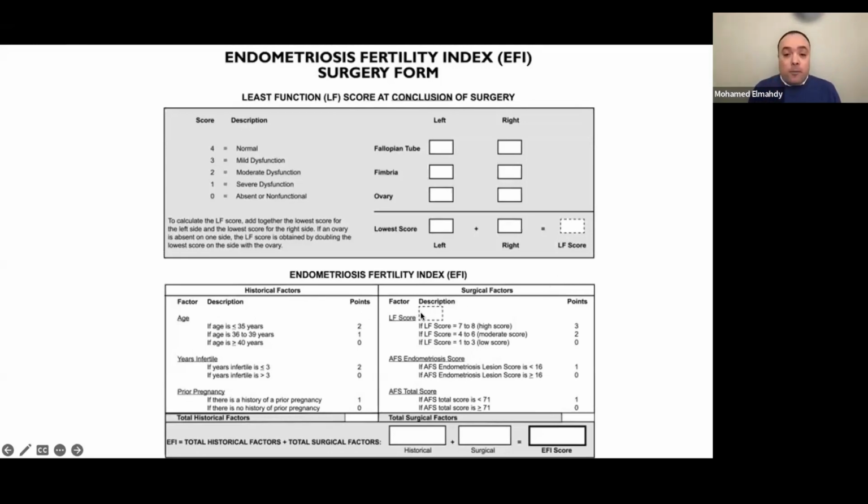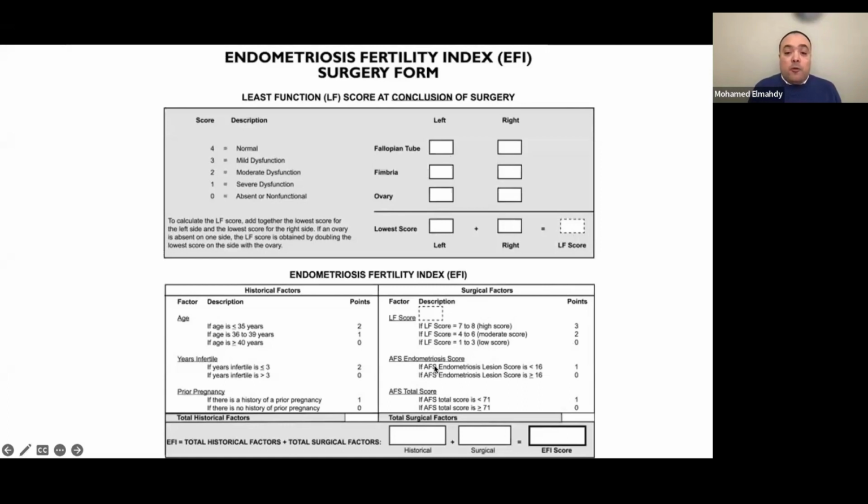The surgical factor is composed of the least function score. After you complete your surgery, you do the least function score, in which you assess the fallopian tube, fimbria, and ovary. Whether it is normal or there is mild dysfunction, moderate dysfunction, severe dysfunction, or absent or non-functioning, you have a score for right and left fallopian tube, fimbria, and ovary. And then you have the sum, which is the least function score. If the least function score is from 7 to 8, you have 3 points. From 5 to 6, you have 2 points. And less than 3, you have 0 points.